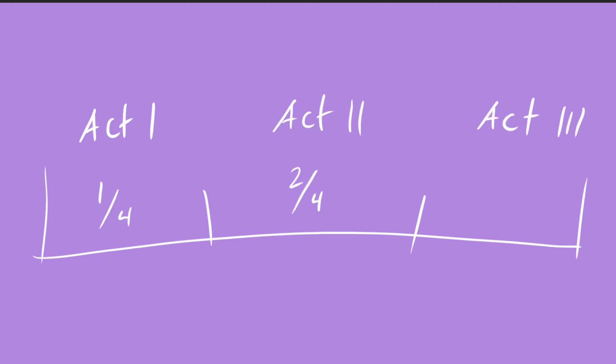Now, in case you weren't paying attention, there are 3 acts in the 3-act structure. Act 1 is meant to take up 1/4 of the story, Act 2 is meant to take up 2/4 of the story, and then Act 3 is meant to take up the last 1/4 of the story. Yes, I could have condensed that middle fraction, and I didn't, and I'm not gonna fix that.